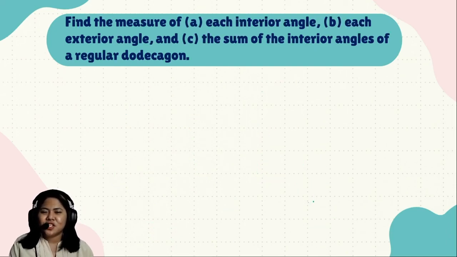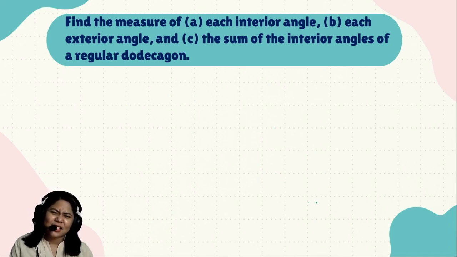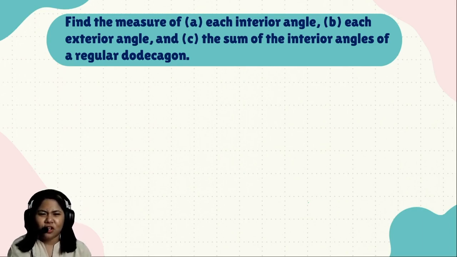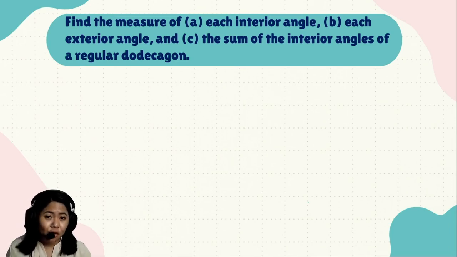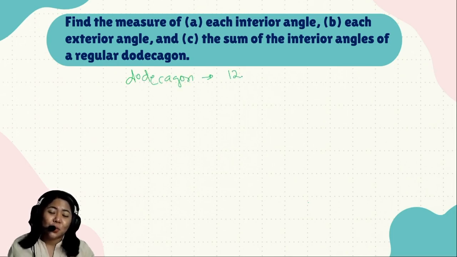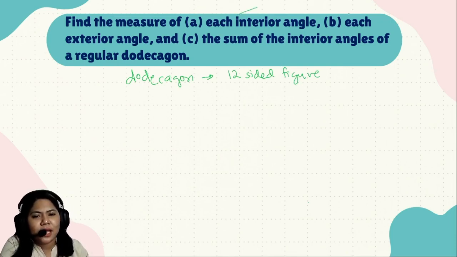Find the measure of each interior angle, each exterior angle, and the sum of the interior angles of a regular dodecagon. Ano nga ba yung dodecagon? Ang decagon is a 10-sided figure. So, what is a dodecagon? Okay? Laging ganyan yan, ha? Search nyo. So, a dodecagon is a 12-sided figure. May 12 sides. Hanapin natin yung each interior angle, and the sum of the interior angles.